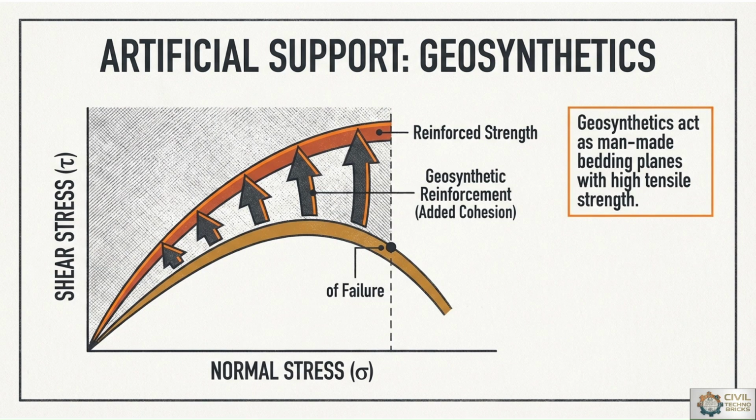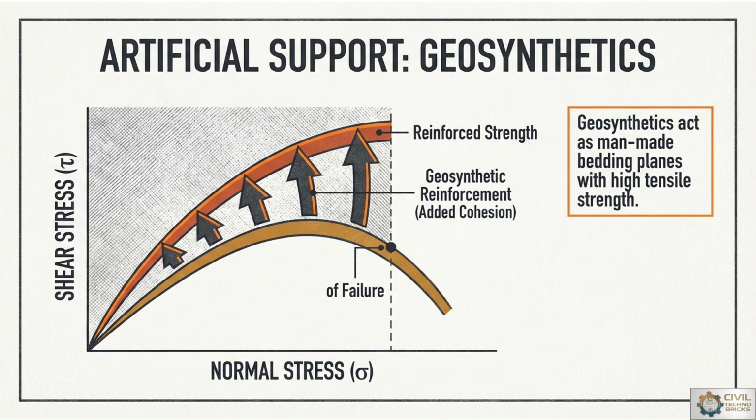With reference to the modern techniques used to improve the bearing capacity of soil or rocky surface, if granite type hard rocks are not available but we have to construct the roadway alignment, then we can prefer geosynthetics, which is an artificial support where we can improve the existing soil layer or rock layer and its load bearing capacity. So geosynthetics act as man-made bedding planes with high tensile strength.